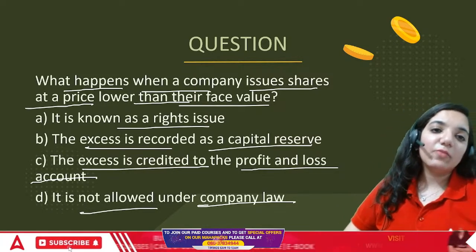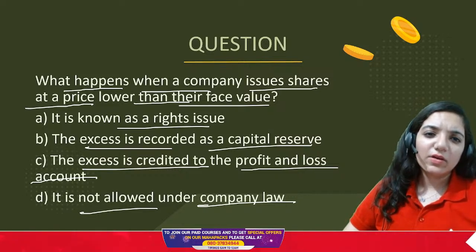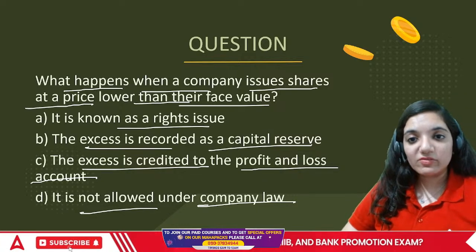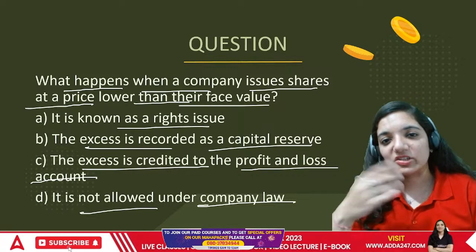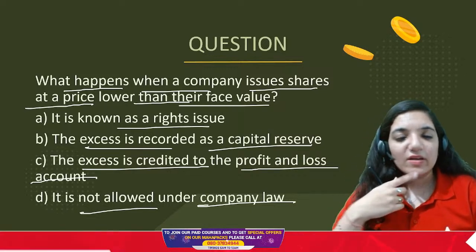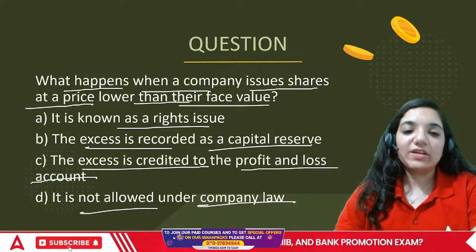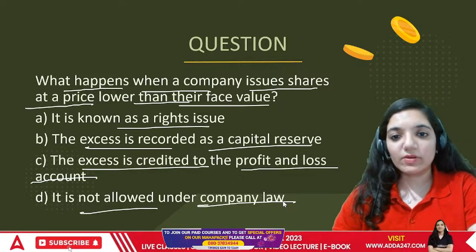What happens to the company when the issue price is lower than the face value? This is not good. Normally the companies should not be issuing shares at a price which is lower than the face value, right? It is a rights issue. It is basically excess recorded in capital reserve. Overall, this is not allowed. The shares cannot be issued at a discount. Earlier they could be, but now that is not allowed.